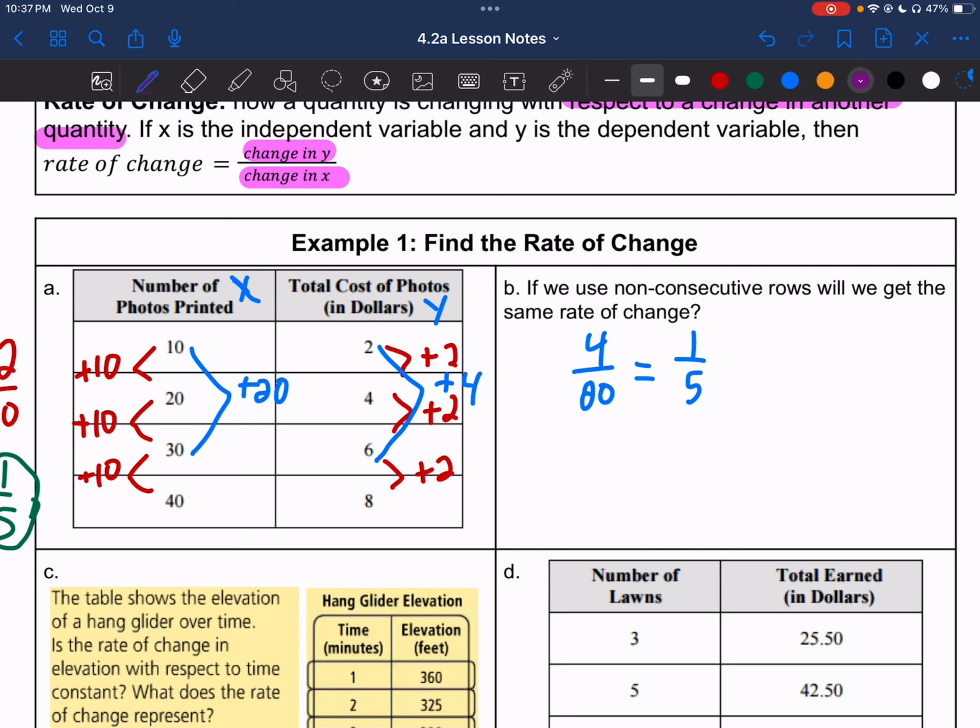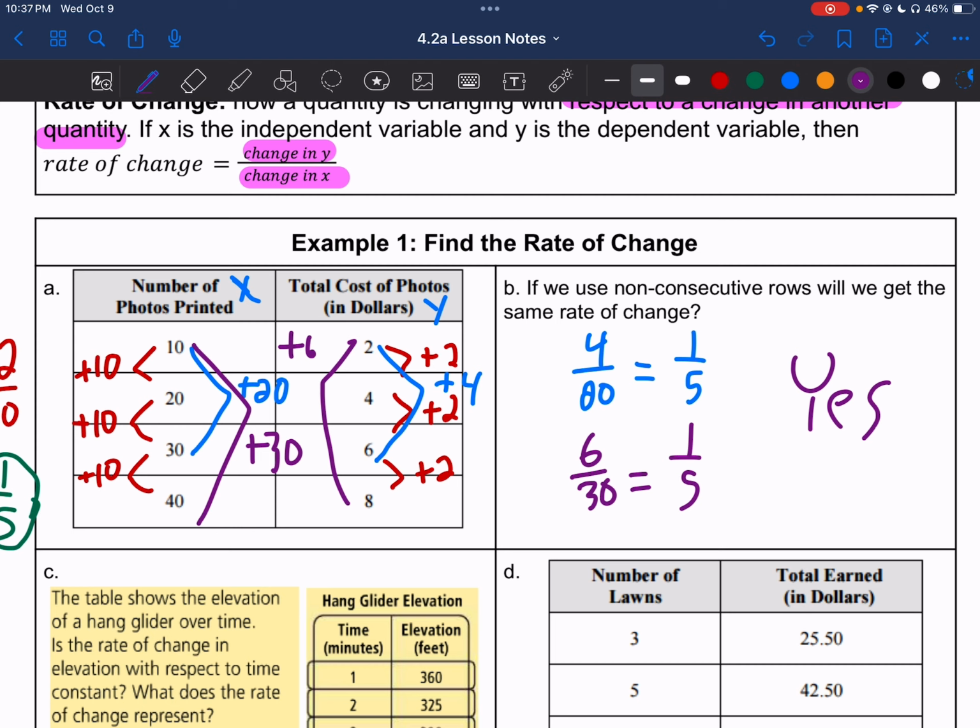And if I were to go all the way top to bottom, we're doing plus 30, and on our y side, we're doing plus 6. 6 over 30 still reduces to 1 over 5. So yes, we will get the same rate of change no matter what pairs of rows we use.